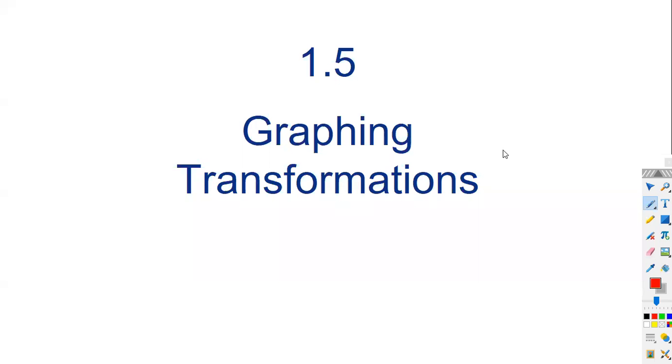All right, so we're graphing transformations. Hopefully I didn't misspell anything or anything weird up here, but we're going to talk about how to graph transformations by hand and what that looks like.